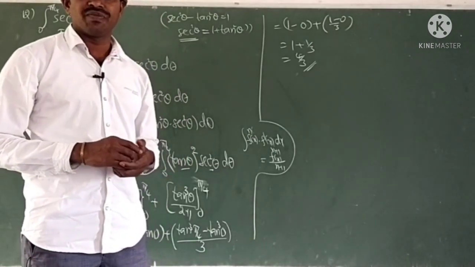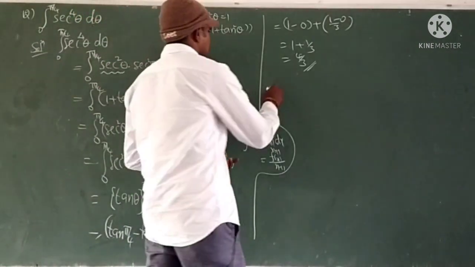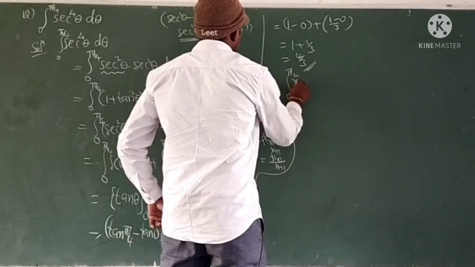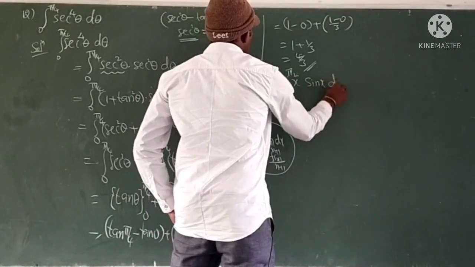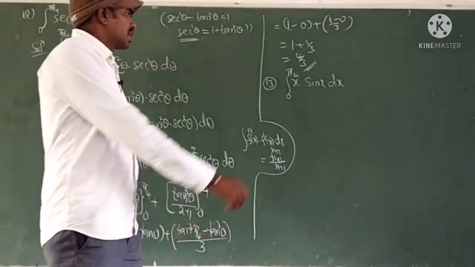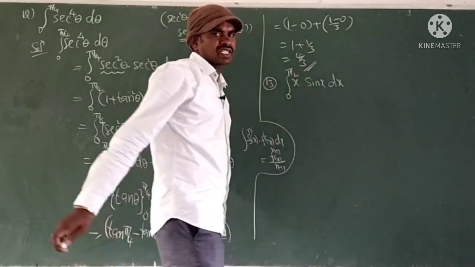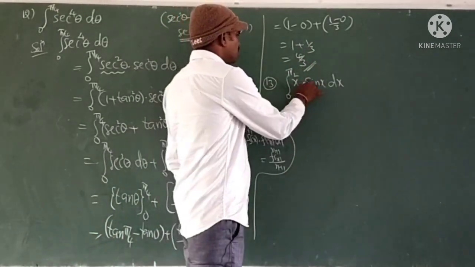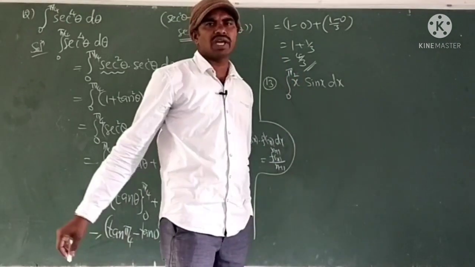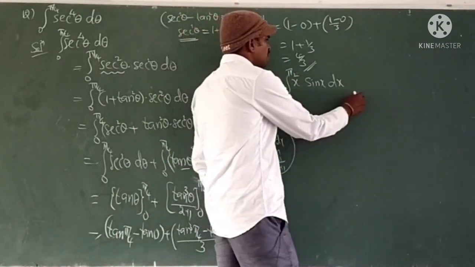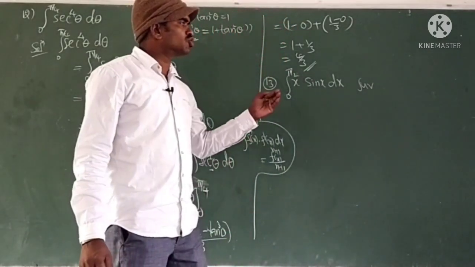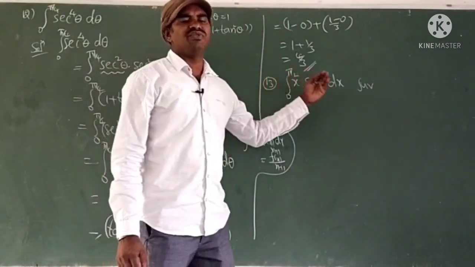Yes, next question: the integral from 0 to pi by 2 of x sin x dx. Here it is sin x, with respect to dx. Two terms are there, so obviously we can apply the integration u into v formula. Whenever we apply the integration u v formula, at that time we have to choose what is u and what is v.